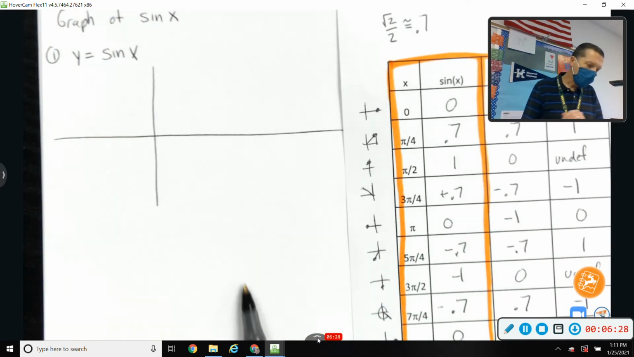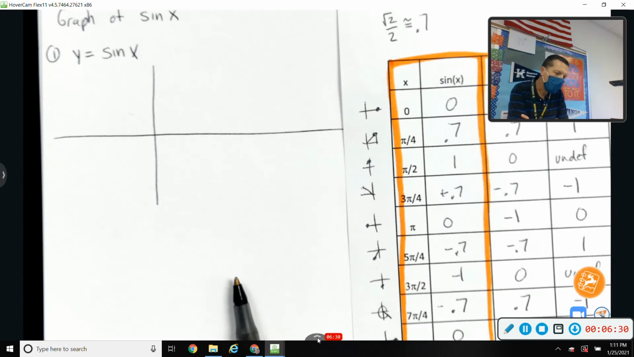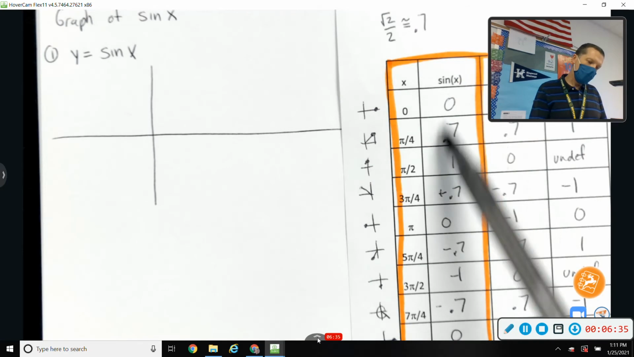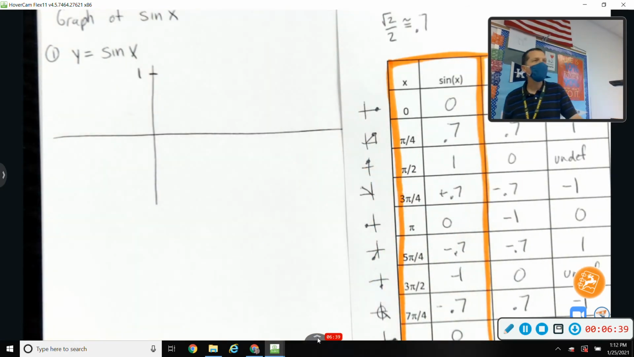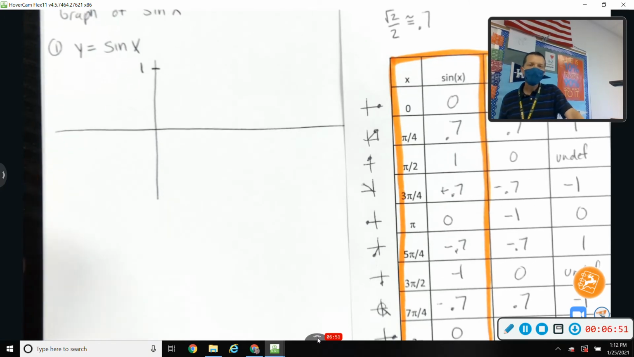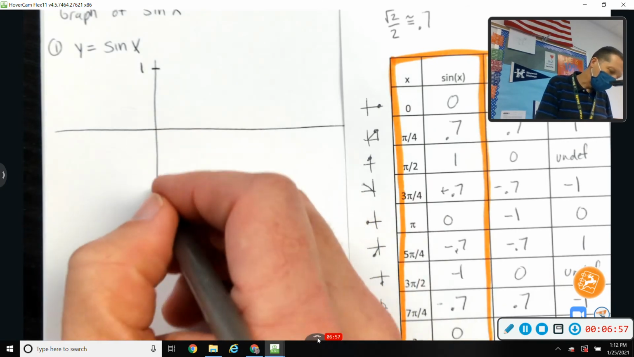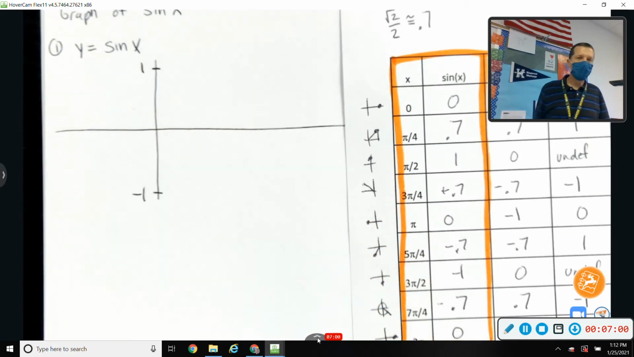So I can get my scale right. What's the biggest y value we get to? 1. So I can go ahead and max out my y scale at 1. This will be important later to set your scale before you set the graph. Otherwise, you're going to have a goofy looking graph. And if you just set the scale first, it would make things look a little better. What's the lowest it gets to? -1, so I can bottom out my y scale at -1.